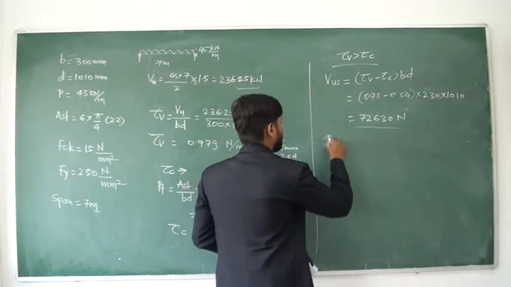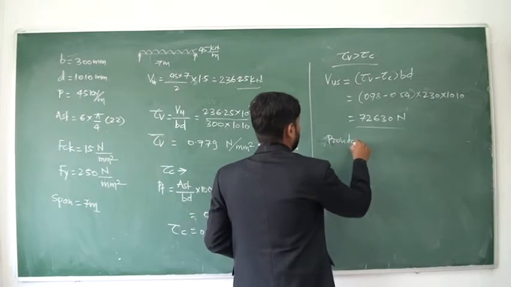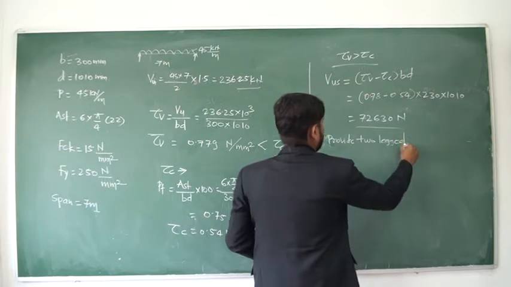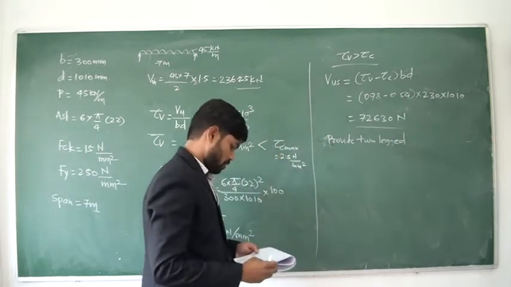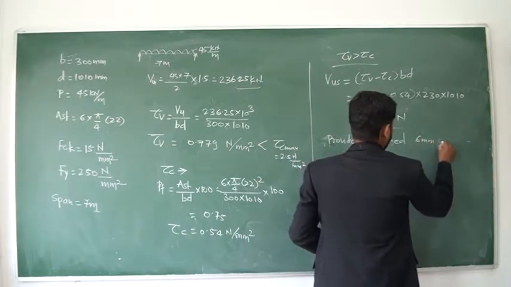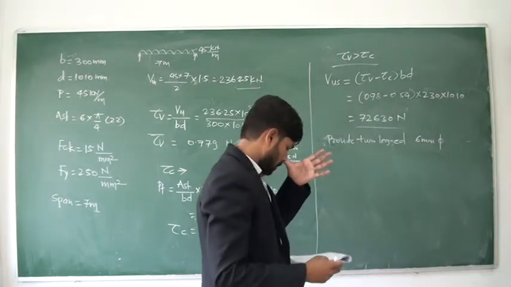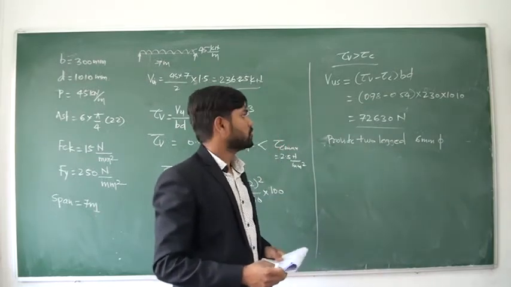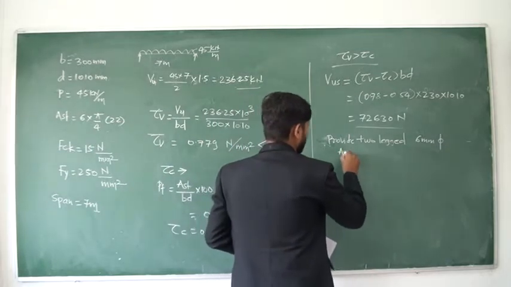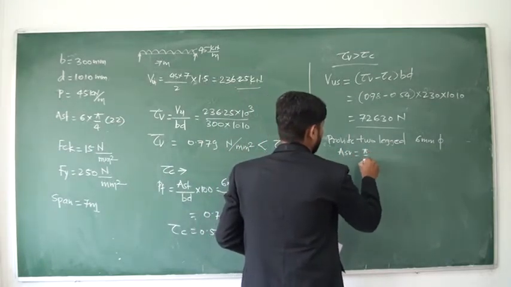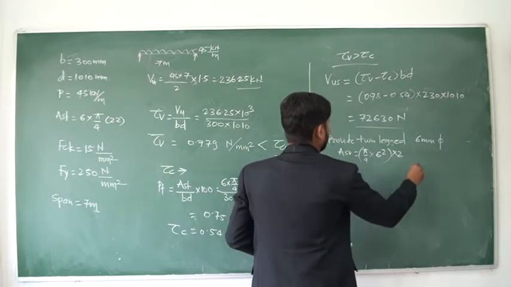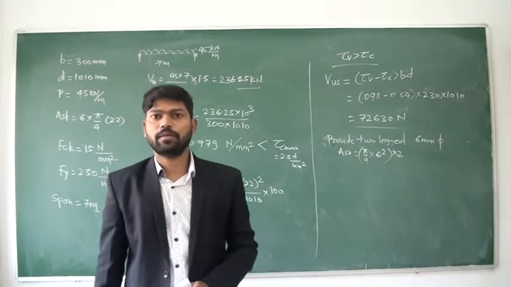So provide two-legged vertical stirrups of diameter, let us say, 6 mm. Now diameter 6 mm. Now what is Asv? Asv is pi by 4 into 6 square, multiplied by 2 because it is a 2-leg stirrup.